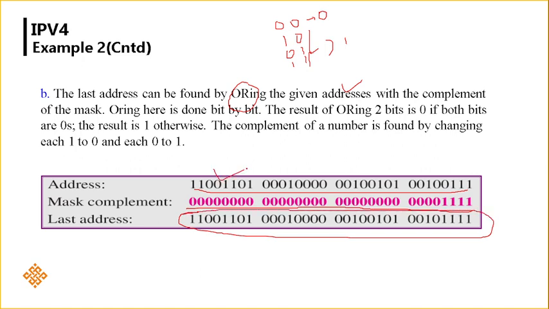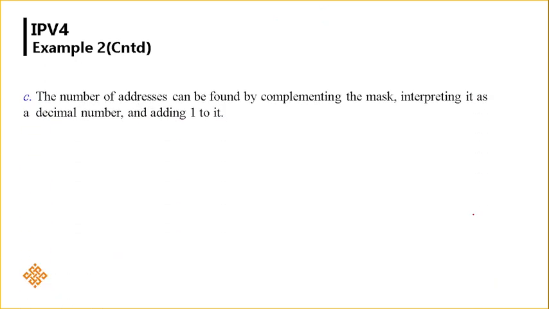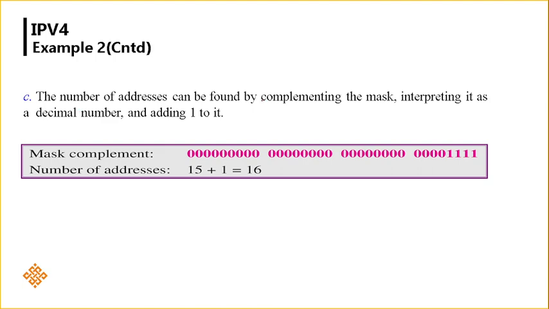You can see the data is the same as it is, as I told in the previous technique. Same block or same byte, but in the last bits, if you look at the last 4 bits, instead of 0 1 1 1, we got all ones. So that's how we got back our last address. And how to find the number of addresses? That can be found by complementing the mask, interpreting it as a decimal number, and adding 1 to it. This is the complemented mask you have seen previously.